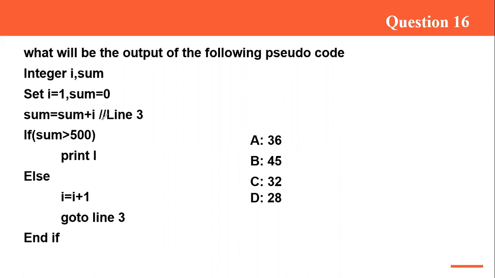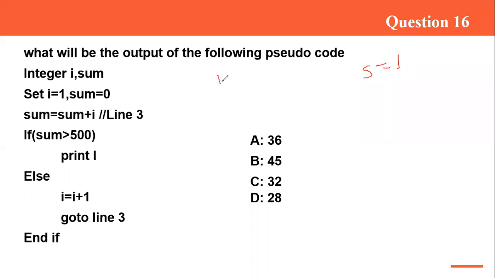If the sum of n natural numbers is greater than 500, in that case, output will be printed. If not, it will keep adding the I value to the sum. Let us see that. If we see 1 or 2 iterations, maybe you will understand what is happening. First I is 1, sum equals sum plus I. That means 1 is added, so sum value will be 1. Now we check if sum is greater than 500. Is it true? No. So it will go to the else part and I equals I plus 1.